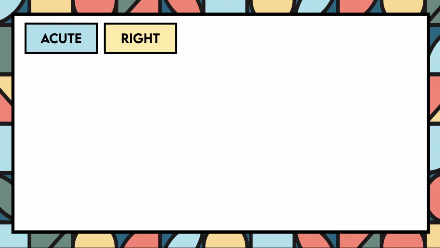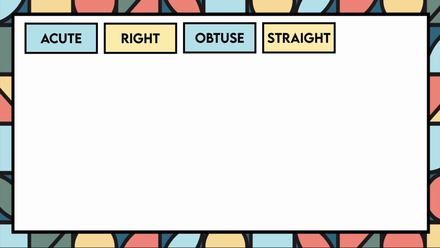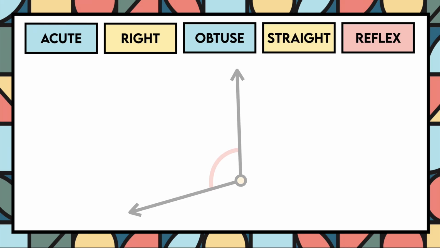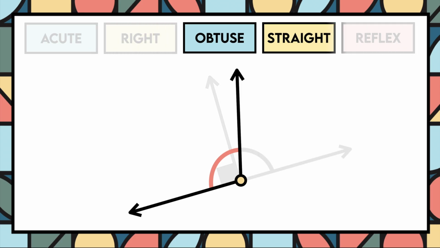We'll decide whether each angle is acute, right, obtuse, straight, or reflex. Which kind of angle is this? This angle is larger than a right angle, but smaller than a straight angle. So this is an obtuse angle.